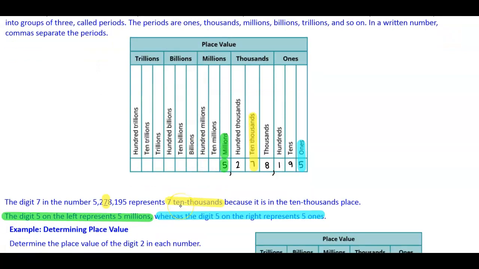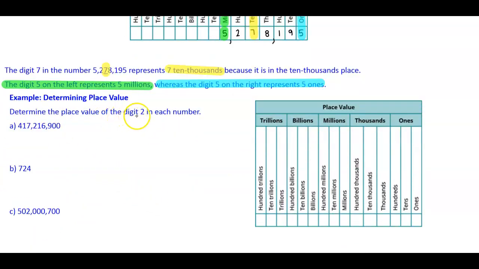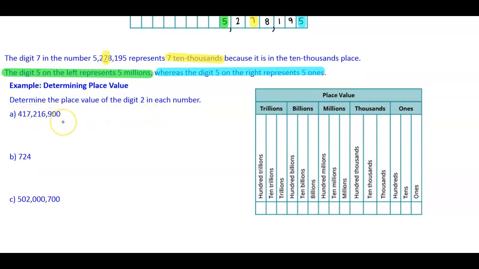Next, we want to look at an example. It says determine the place value of the digit 2 in each number. We'll write this down in our place value chart. So we have 0, 0, and then 9, and then our comma, and then we have 6, 1, and then 2, and then a comma, and then we have 7, 1, and then 4. The question is asking us to determine the place value of the digit 2. We can see that 2 is in the 100,000s. So we would say that 100,000s represents the digit 2 in this particular number.